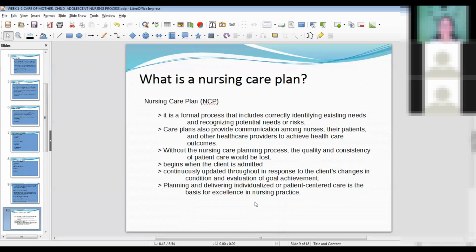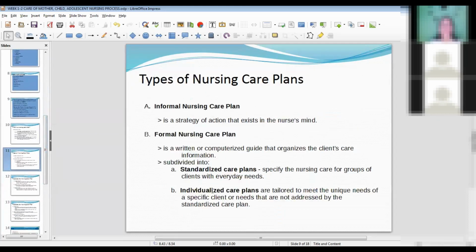Planning and delivering individualized or patient-centered care is the basis for excellence in nursing practice. So again, individualized, you have to take a look at our patient individually as a whole. So different from another patient. That is why it has to be client-centered or patient-focused care.